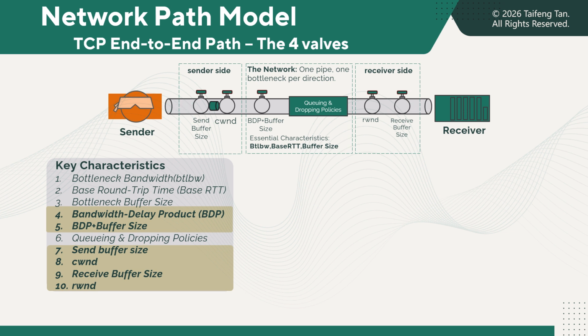On the sender side, two factors matter. First, CWND, the congestion window. This is maintained by TCP's congestion control algorithm. It determines how much data the sender believes the network can handle without causing congestion. For example, if CWND is 100 kilobytes, TCP won't send more than that amount of unacknowledged data, even if the network could handle more. TCP intentionally restrains itself to avoid overloading the network.